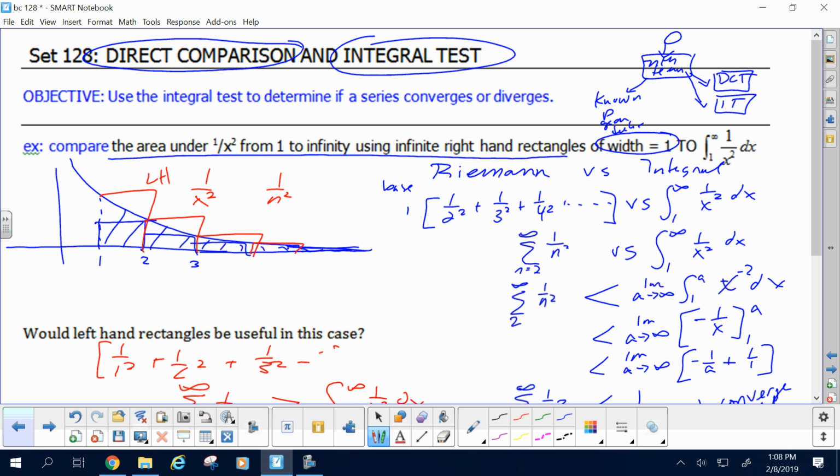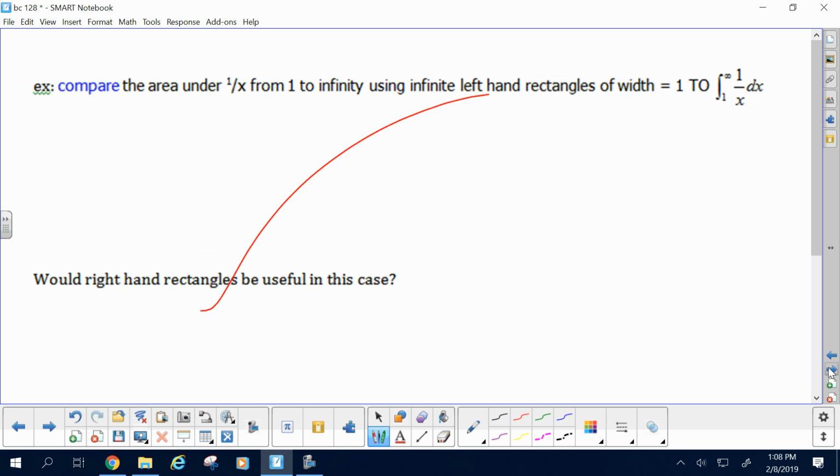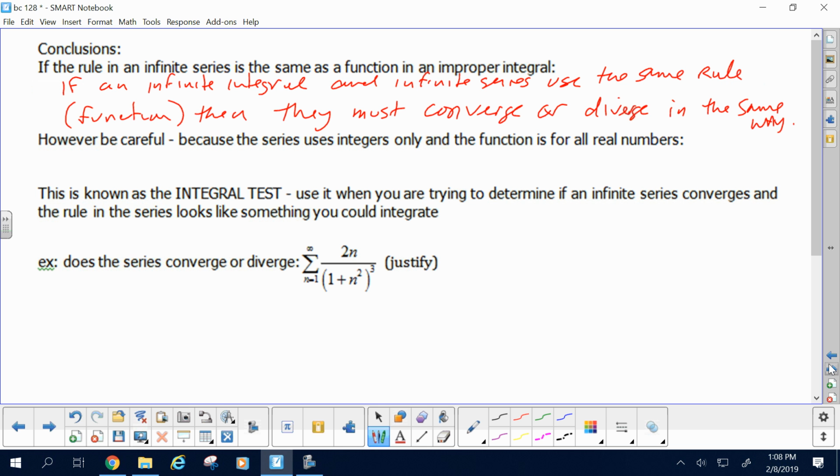There's the same rule, but they don't use the same kind of numbers. The integral uses all tiny little numbers, real numbers, whereas the series uses whole numbers only. So yes, they converge in the same way, but they don't converge to the same thing. The sum of the integral will not be the same necessarily as the sum of the series. So be careful: the series uses integers only, and the functions use all real numbers, so they don't converge to the same value.